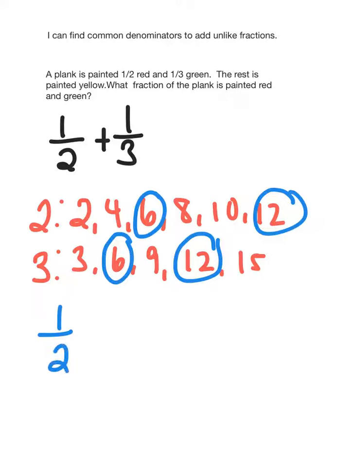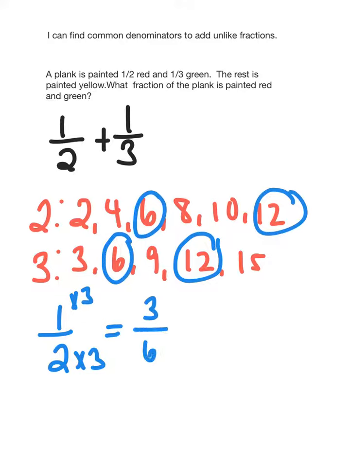I have 1/2. I want to turn my denominator into a 6. I'm going to multiply that by 3. Whatever you do to the denominator, you need to do to the numerator. I'm going to multiply my numerator times 3. 1 times 3 equals 3. And my denominator, 2 times 3 equals 6.